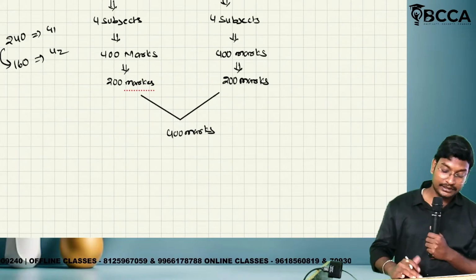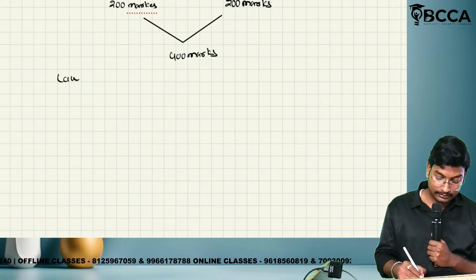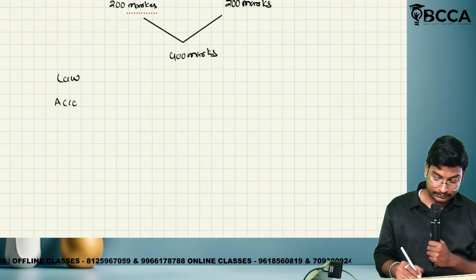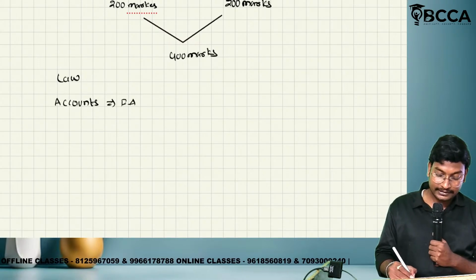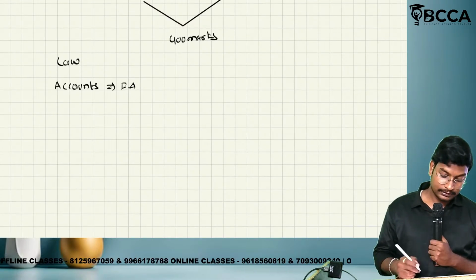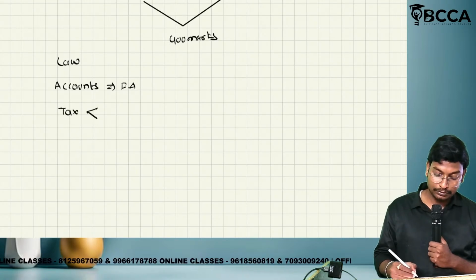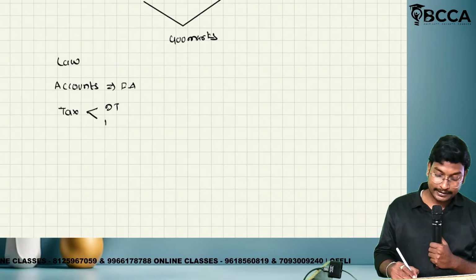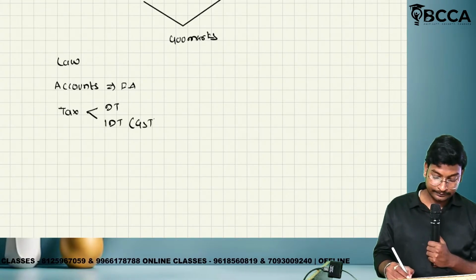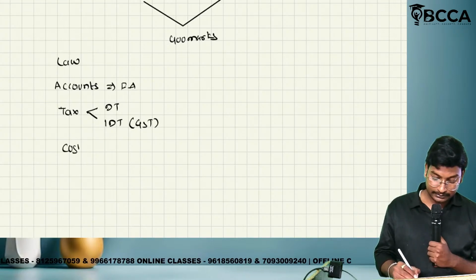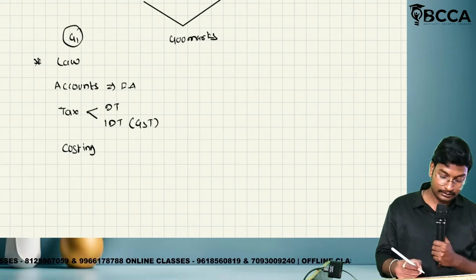What are the 4 subjects? First subject is law. Second one is accounts, also called FA, which means financial accounting. Third subject is taxation. In taxation, we have 2 taxes: direct taxes and indirect taxes. Indirect tax is also called GST. And the next one is costing. These are the 4 subjects available in Group 1.